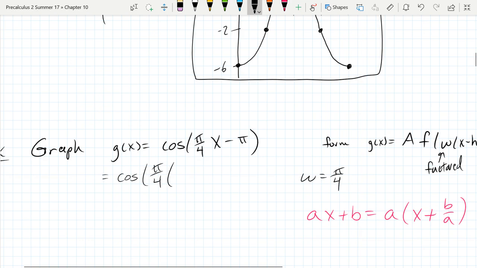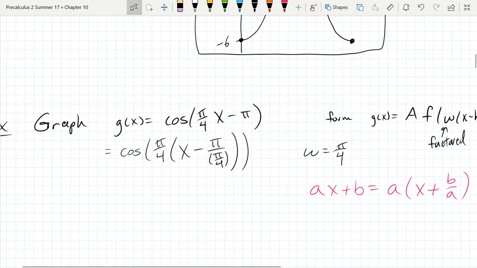So we got pi over 4 times x minus pi divided by what we factored out, pi over 4. We do have a multi-story fraction here, and we're going to deal with that by multiplying by the reciprocal. So it's cos pi over 4 times x minus pi times 4 over pi. Pi's are going to cancel out.